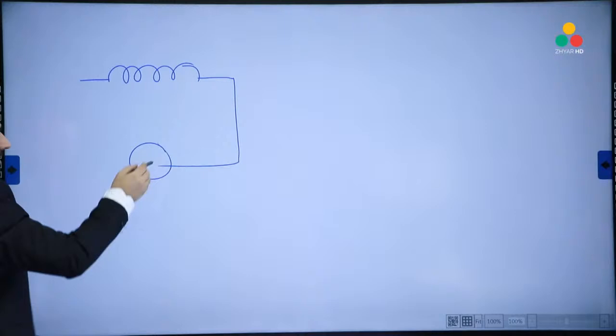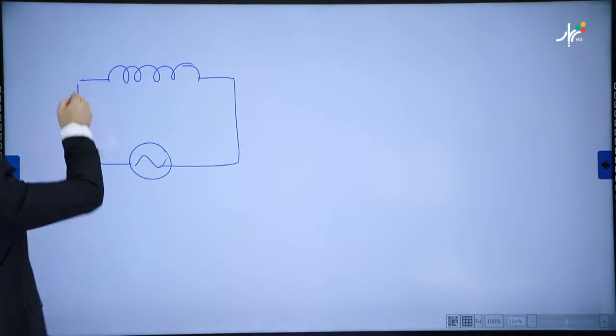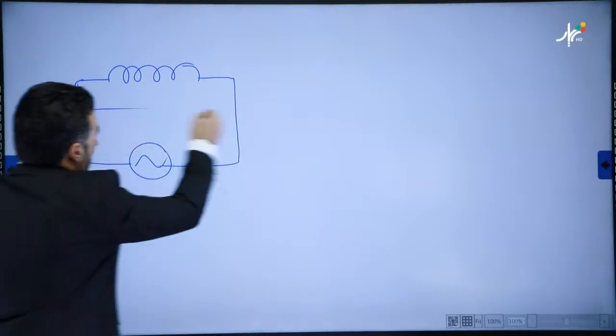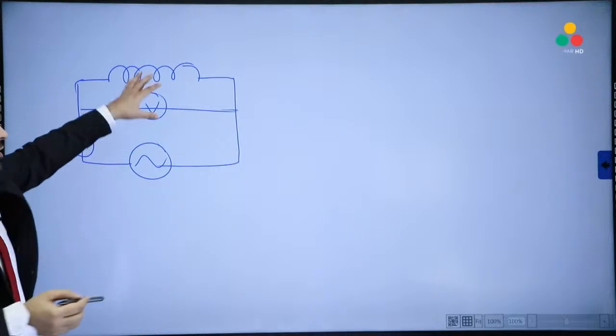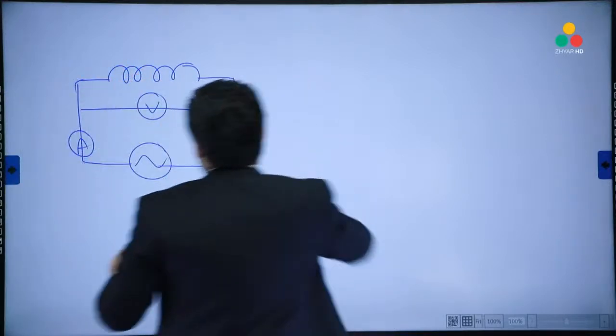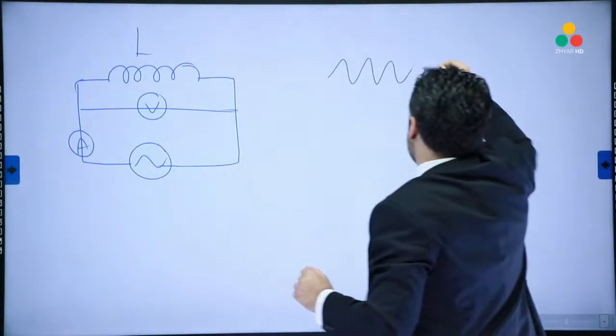Let's say we're connecting this inductor to an alternating current, and there is a switch as well. We need an ammeter to measure the current passing through the circuit, and of course a voltmeter to measure the voltage across this inductor here. Okay, that is the symbol of an inductor, L, and this is the symbol for a resistor as well.